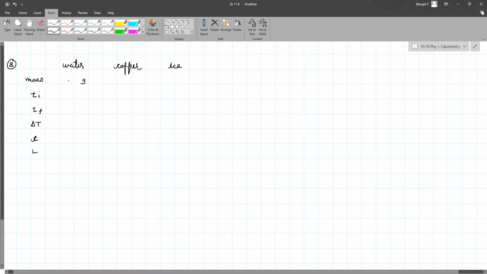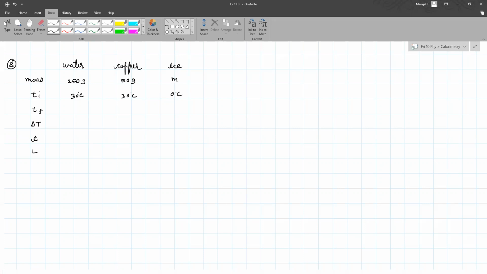250 grams of water, and it is given to be 30 degrees Celsius, is contained in a copper vessel of mass 50. So water is contained in the copper vessel, so both will have the same temperature, and we have to calculate the mass of ice. Nothing is given, so ice is to be taken as 0.